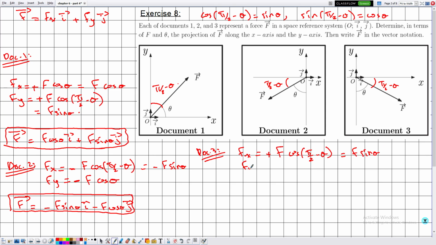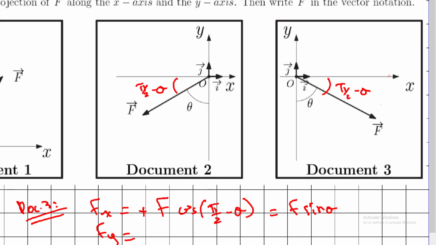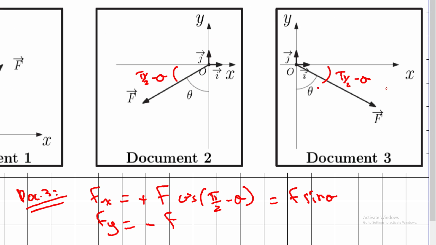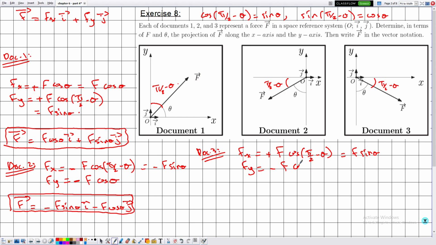Now as for fy, notice that the force f is pointing in the negative direction with respect to the y-axis, so it's minus f, and the angle between the force f and the y-axis is theta, so cosine theta. Now in this case, f is equal to f sine theta multiplied by the unit vector i minus f cosine theta multiplied by the unit vector j.